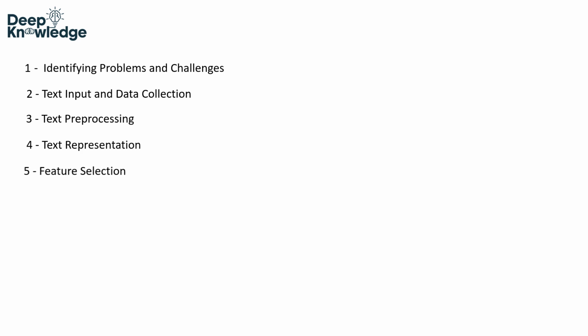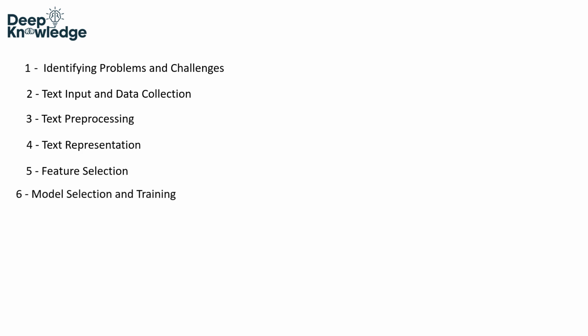5. Feature selection. In this step, we choose the most relevant features to improve our model's performance. Techniques for feature selection include univariate selection, which evaluates features individually, and recursive feature elimination that iteratively removes less significant features. Principal component analysis, PCA, can also help us reduce dimensionality while retaining variance in our data.